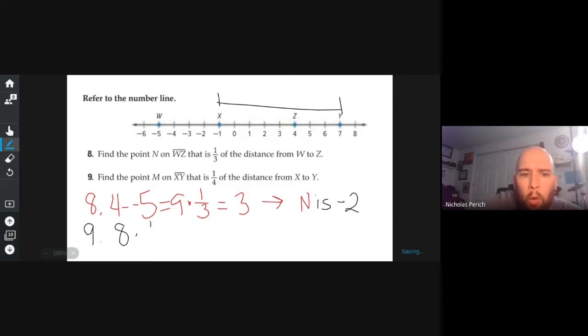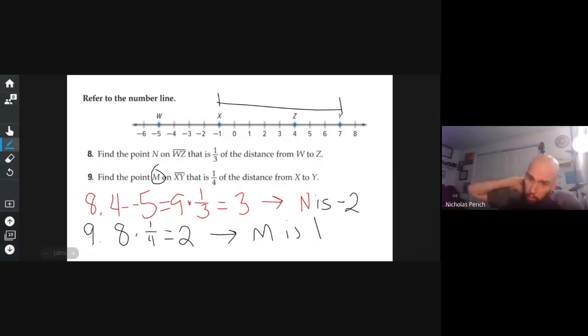What's 1/4 of that distance? 2. X is at -1. If I travel 2 spaces, where will I end up? And I'm going to call that M. Where will I end up if I travel 2 spaces? At 1. Good. Not a fan of these problems, but there they are.